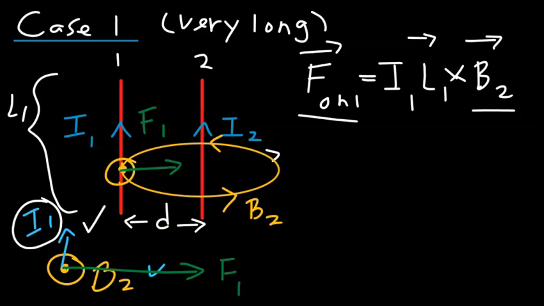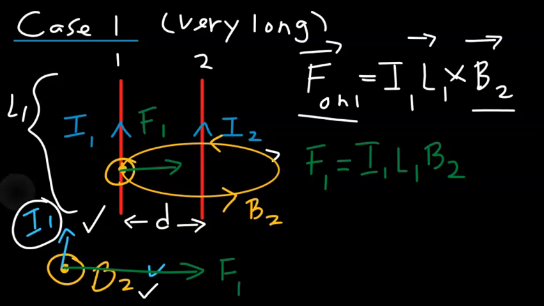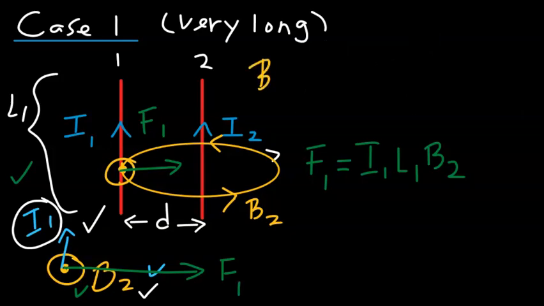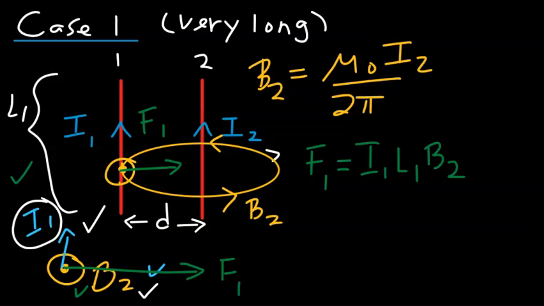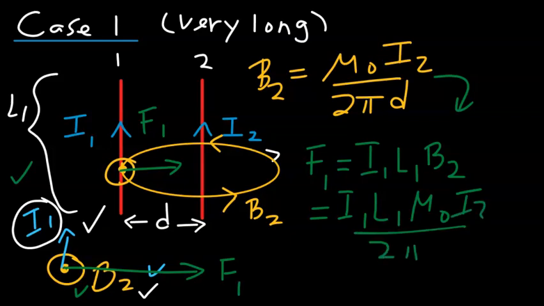The directions of I1 and B2 are mutually perpendicular to each other, so we can write an expression for the magnitude of F1 as quite simply I1 L1 B2, because the angle between I1 and B2 is 90 degrees and sine 90 is 1, where B2 is quite simply mu naught I2 over 2 pi d. Substituting this expression in that, we get I1 L1 mu naught I2 over 2 pi d.